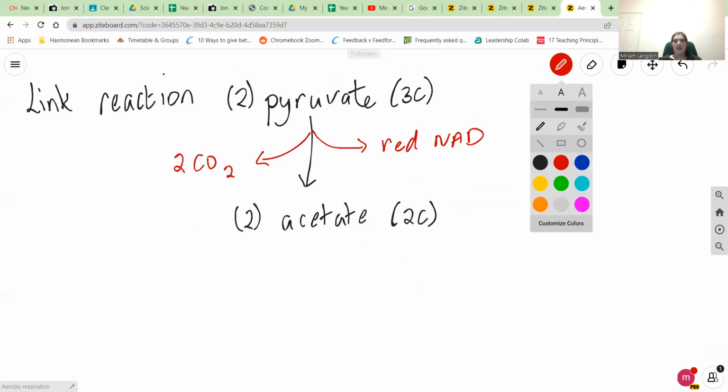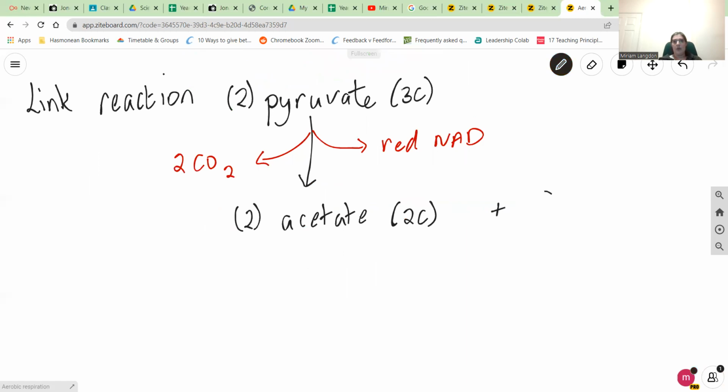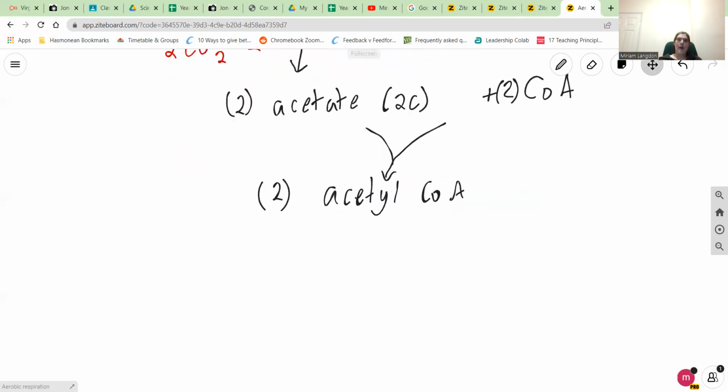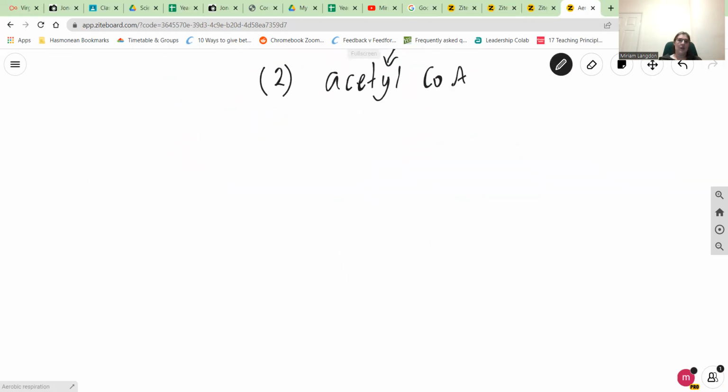That acetate will then go on to join with another molecule called coenzyme A, and together they will make acetyl coenzyme A, again 2 of them, which will be ready for the Krebs cycle. Now, when we look at the Krebs cycle, I'm going to follow one acetyl coenzyme A through the cycle. So we know that the Krebs cycle takes place, and as does the link, within the matrix of the mitochondria.